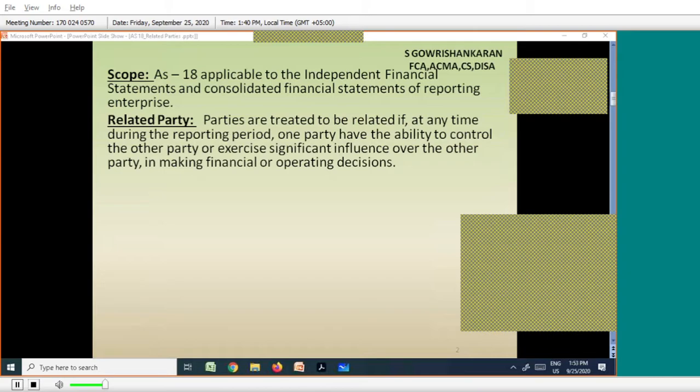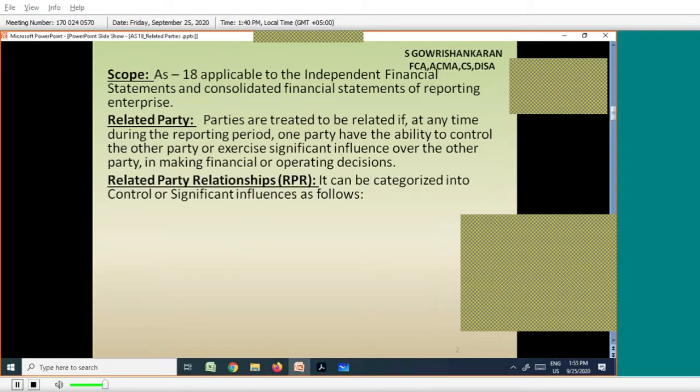I'll go to the next point. Related party you understood. Then what is related party relationship? You have many types of relationship. As I said, anyone can control anybody. But as per AS 18, what is the relationship defined? As I said, related party relationships come under two categories. One is control and another one is significant influence. Both are different.